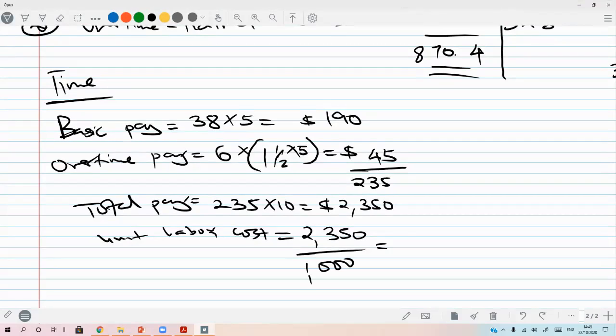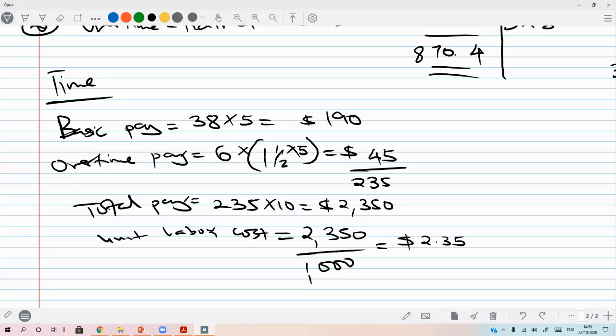Therefore, the unit cost will have to be $2.35. Okay, that's the labor cost per unit.